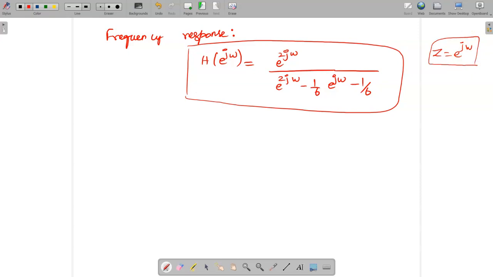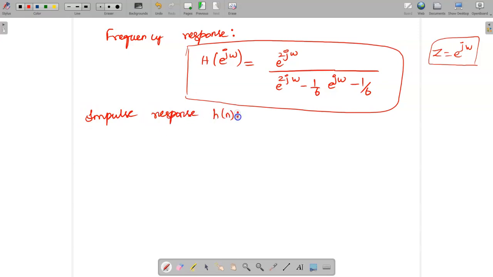So z equal to e power j omega, so z square is e power 2j omega. In the denominator also we have z square, that is e power 2j omega minus 1 by 6. Again I have z, so it becomes e power j omega minus 1 by 6. This is my frequency response. Wherever you have z, just replace it by e power j omega. Once we have done that, we have to find out the impulse response h of n.